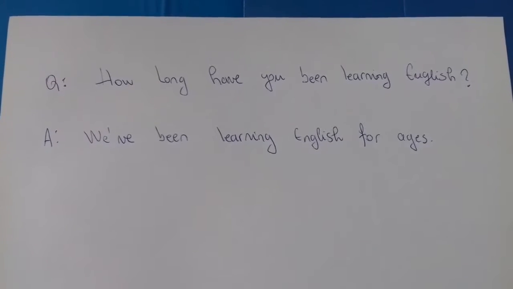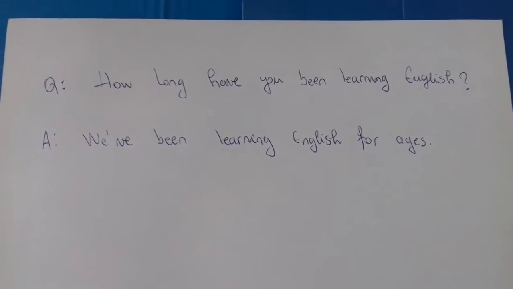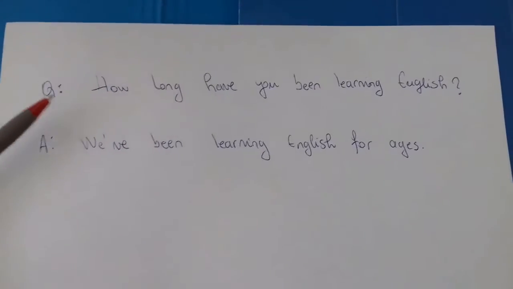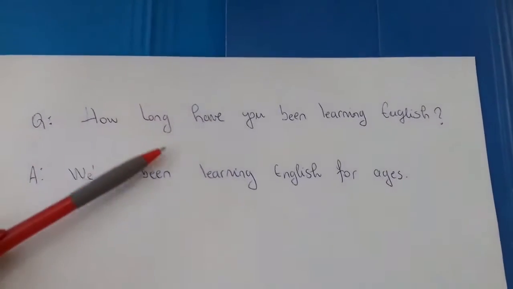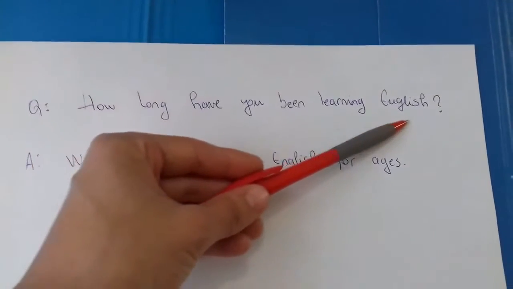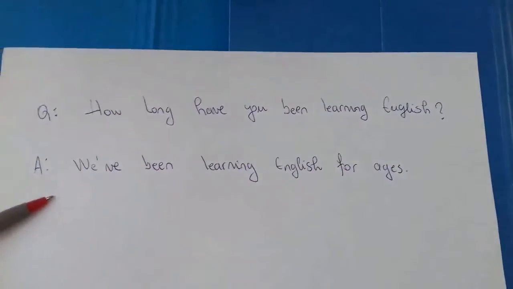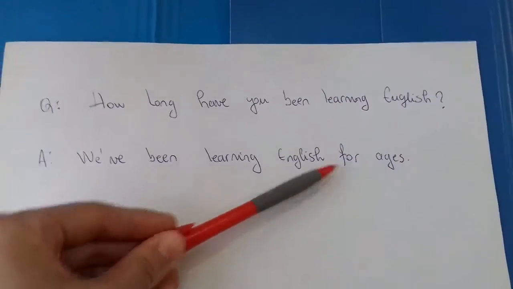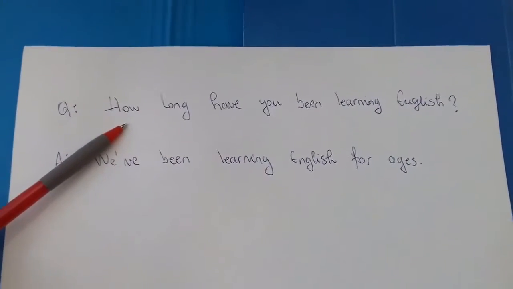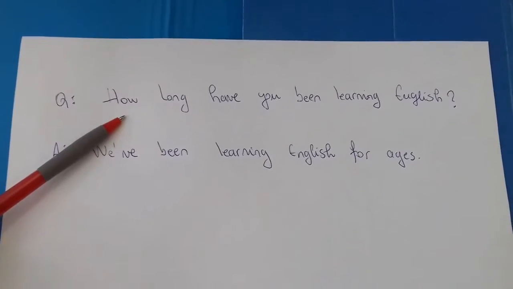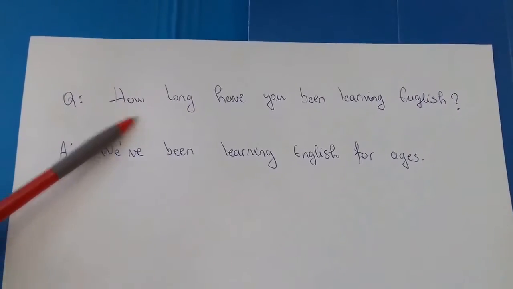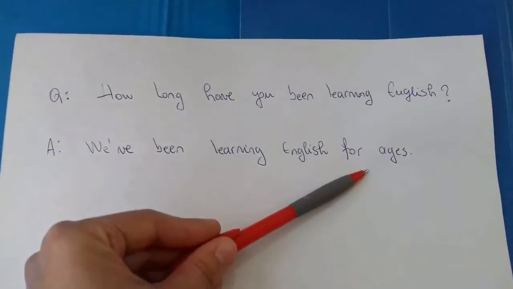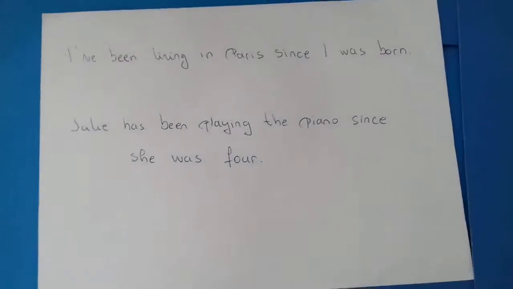We also use the present perfect continuous tense to emphasize how long something has been going on. So we have a question. How long have you been learning English? The answer is, we've been learning English for ages. That means we have a question about how long something has been going on, and the answer for that is for ages.